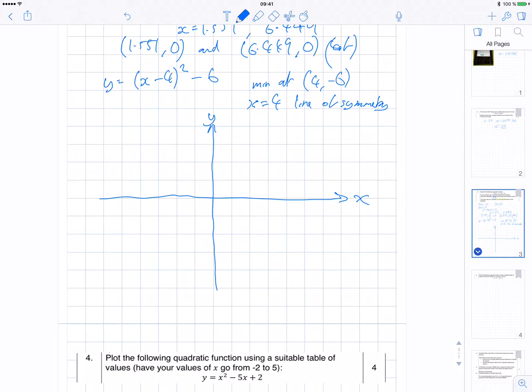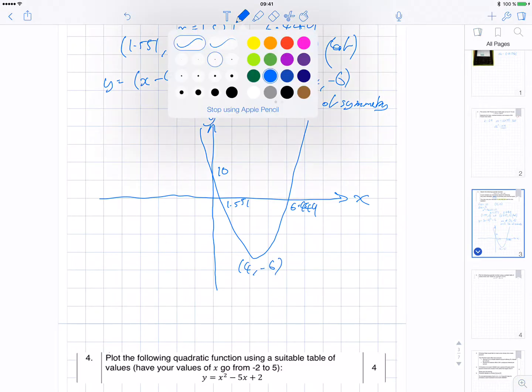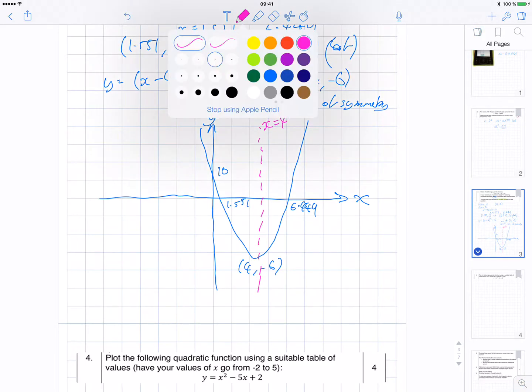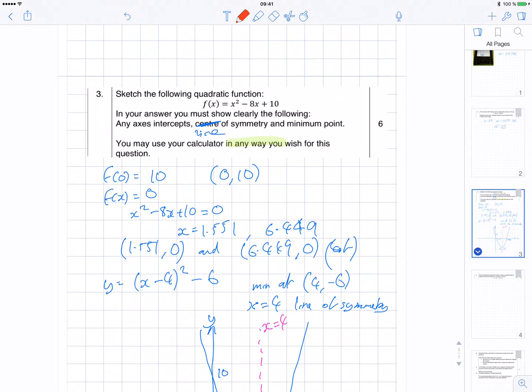So I get, doing something like this, and I need to put these points in. That's at 10. This is at 1.551. That's at 6.449. This is at 4 minus 6, and the line of symmetry is at x equals 4. And that was worth quite a few marks, 6 marks.